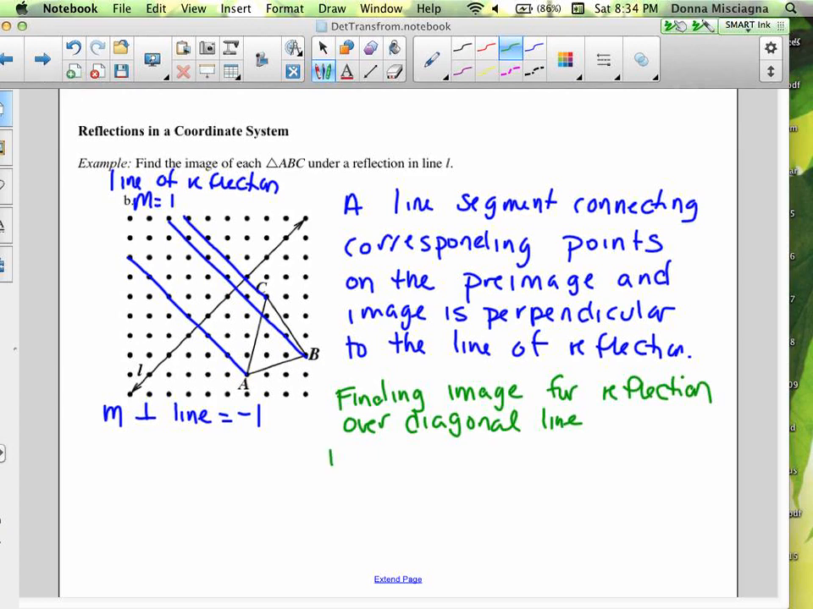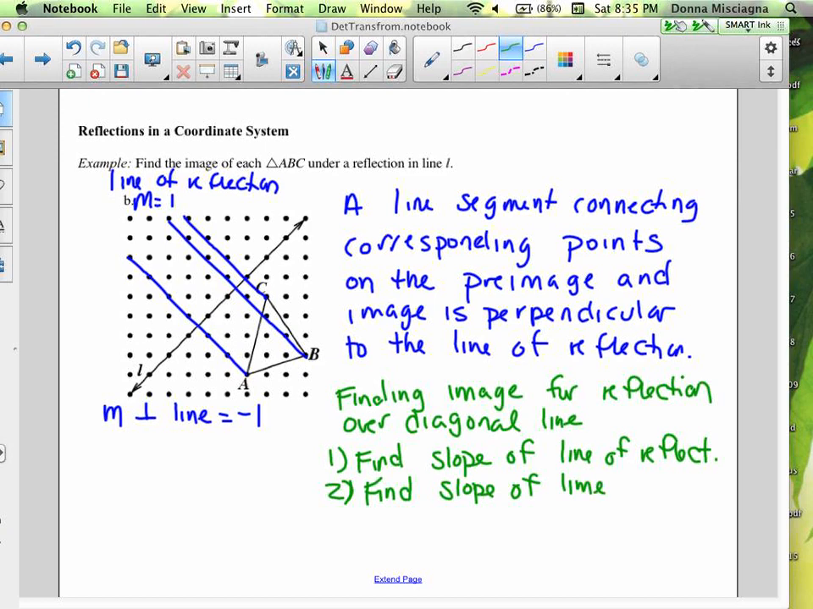If you have a really tricky diagonal line, find the slope of the line of reflection. Then find the slope of the line perpendicular to the line of reflection.